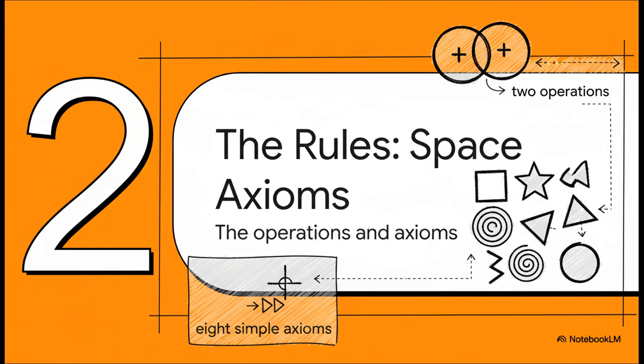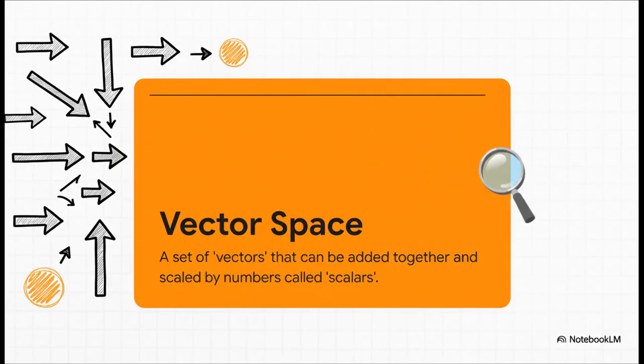Okay, so let's lay out that blueprint. What are the rules of the game? What does it actually take for a bunch of things to be called a vector space? Well, it all boils down to just two operations and 8 simple rules, or axioms. So, formally, a vector space is a collection of objects we're going to call vectors and a set of scalars that come from something called a field.